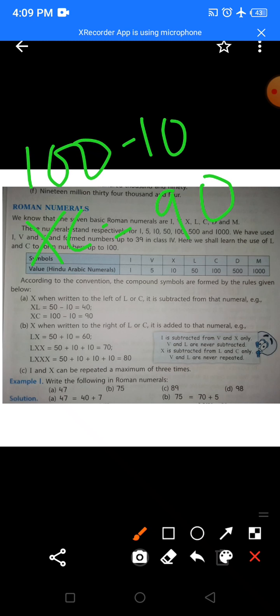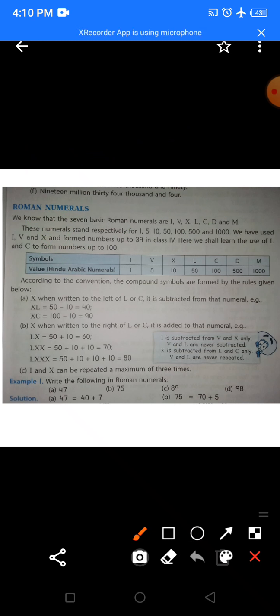Similarly, when the number is written to its right, you will add the number. What will you do, children? You will add the number. For example, just look here. Now this is 50. I am not writing here, I am writing here. That means this is 50 and I will add 10. Then this will give me 60. Is it clear, children?